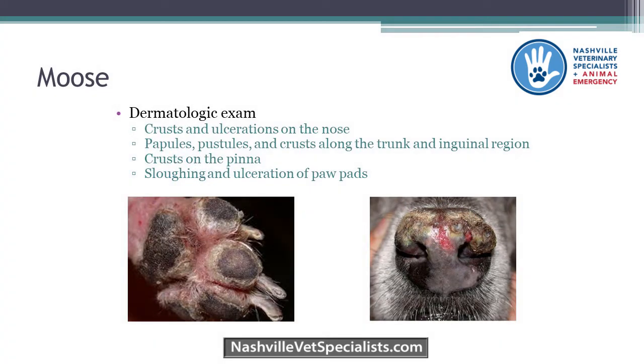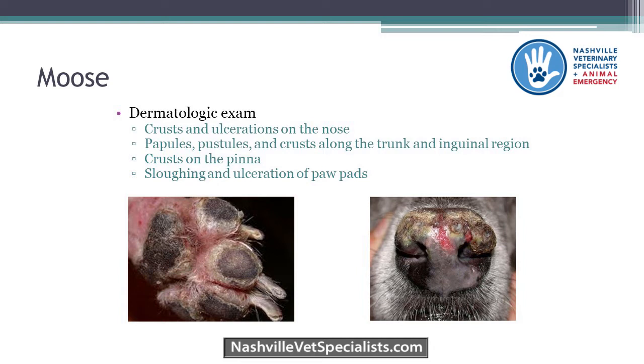On presentation, on dermatologic exam, he did have crusts and ulcerations of the nose. And you can see actually, it's not just these erosions and ulcerations and these proliferative crusts. There's also depigmentation of the nose, and you lose that really nice normal cobblestoning appearance of the nasal planum. And that can happen in quite a few diseases.